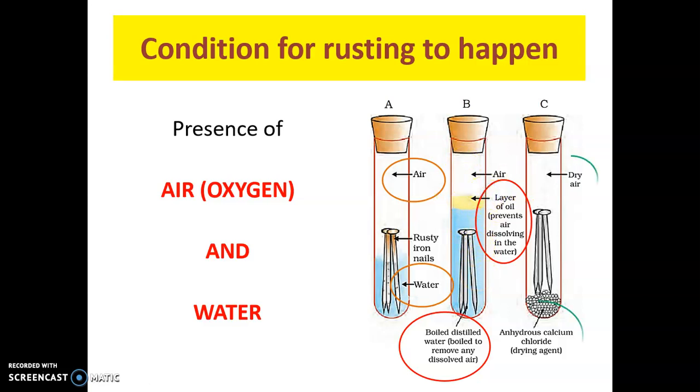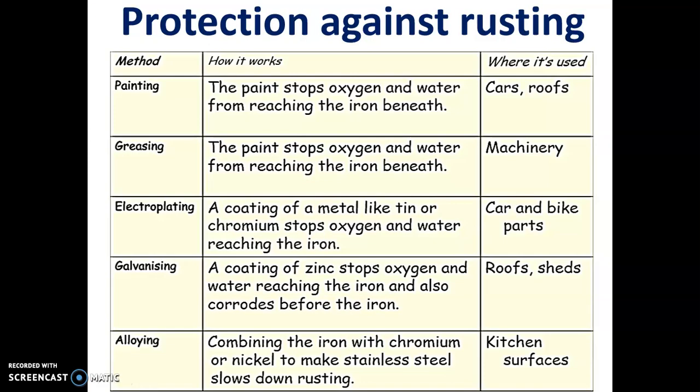How about C? The air is dry because the anhydrous calcium chloride here is a drying agent. It will absorb all the water vapor inside this test tube. So without the presence of water, the iron nail won't rust. Okay, with that, I hope it is clear that when we avoid the presence of oxygen or water, we can prevent the rusting from happening. So this is how these methods are being used.